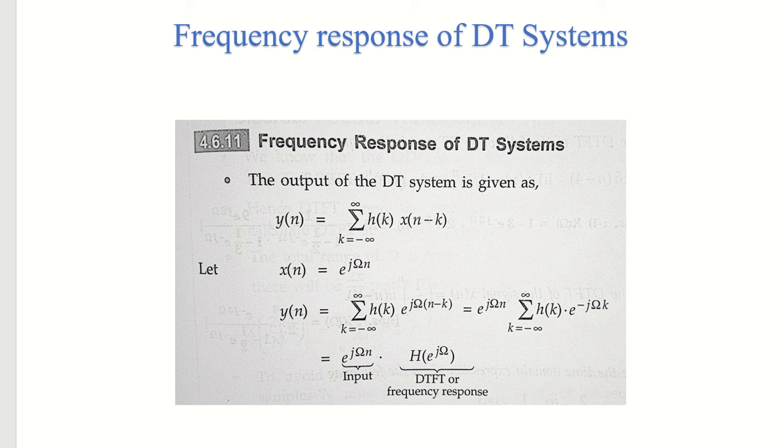Here, my e raised to j omega n will be my input signal, and the summation h of k e raised to minus j omega k is the frequency response. So the DTFT of my h of n can give the frequency response of the system as well.